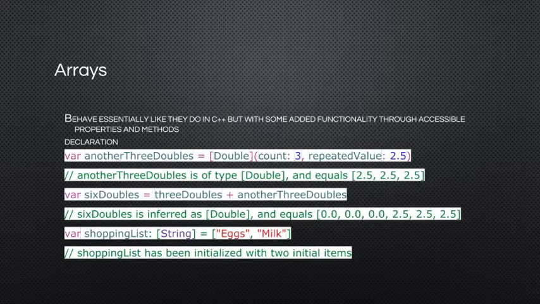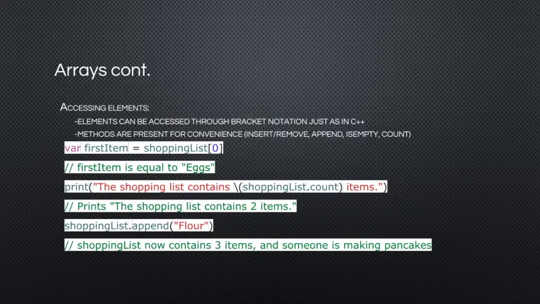So arrays, there's not really going to be a lot of explanation here because it basically works the same as in C++ and Java. Again, same thing with strings. It works the same except it has added functionality. So you have your count property, which keeps track of how many elements. You have your insert method, which will insert your argument into the array at a certain point. Append does what you would think it would do. So just stuff like that.